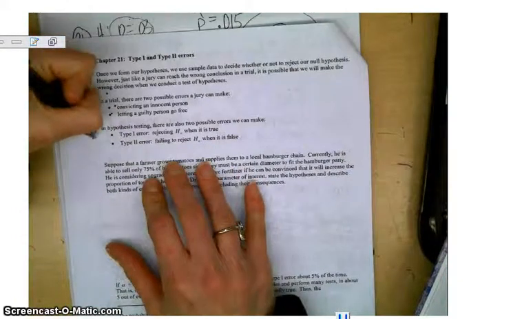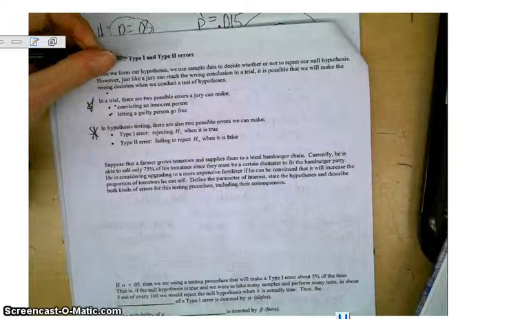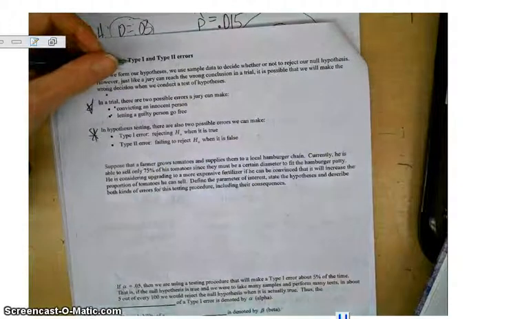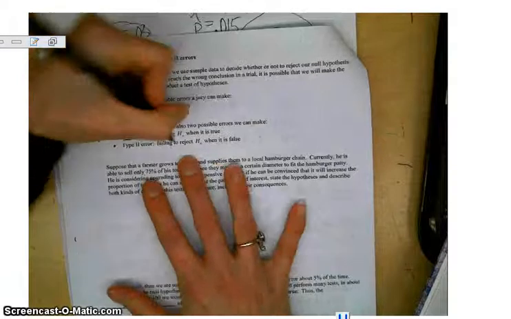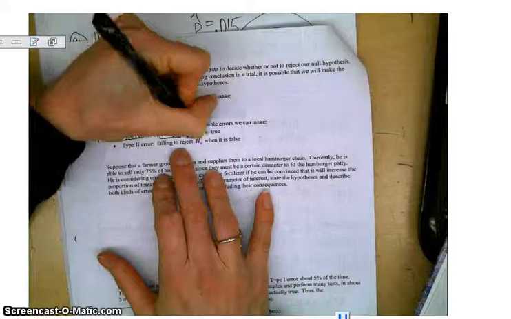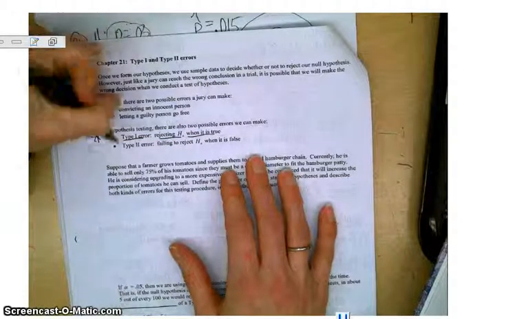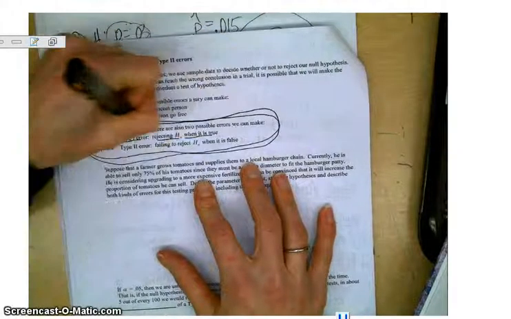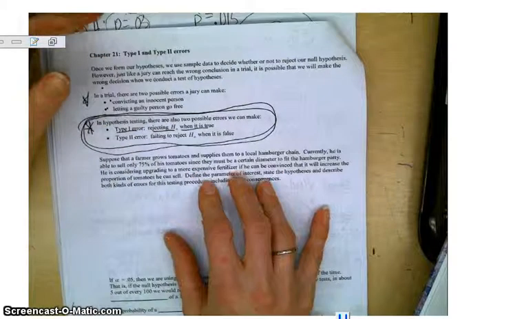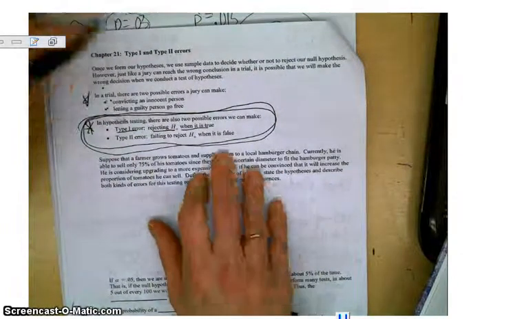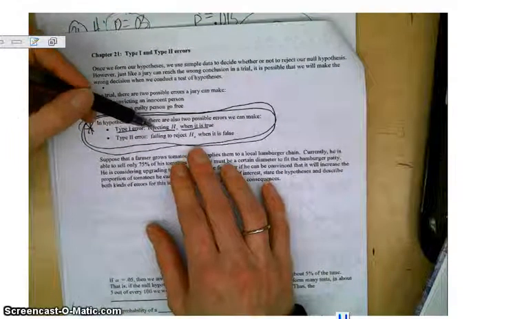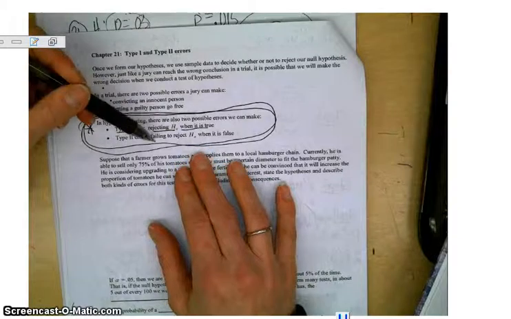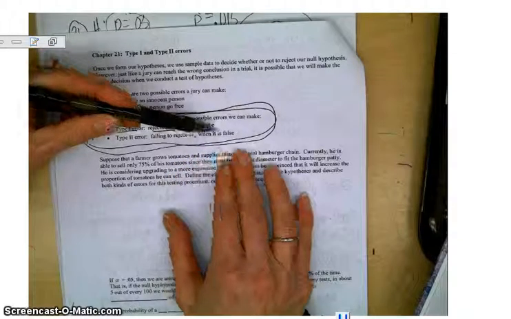All right, so in hypothesis testing, there are also two possible errors we can make. A type 1 error is rejecting the null when it's true. This needs to be put to memory. We're going to practice putting it to memory today too in the context of questions. So a type 1 error is rejecting the null when it's true, and a type 2 error is failing to reject the null when it is false.